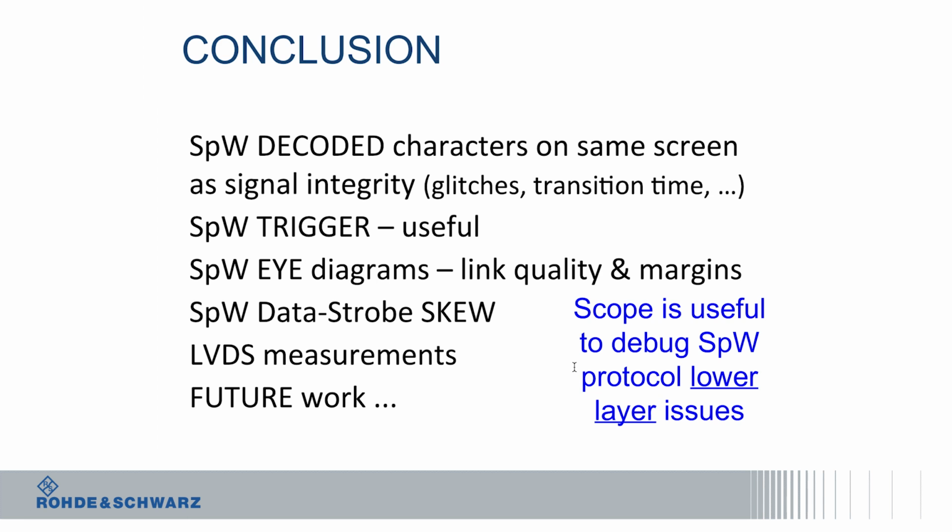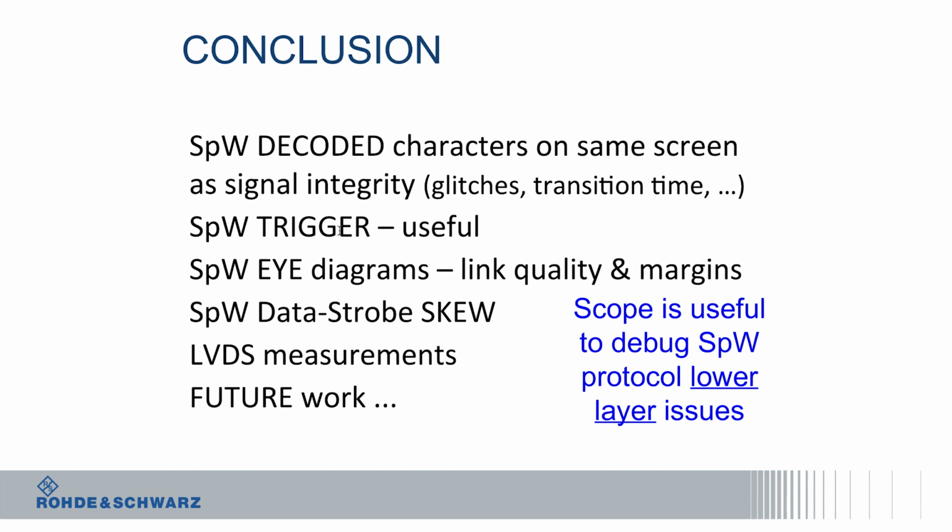So our conclusion is that the scope is very useful to debug SpaceWire protocol lower layer issues. So in this presentation we saw the SpaceWire decoding capabilities, where you can see on the same screen the decoded characters together with signal integrity signals, looking for signal integrity issues such as glitch, transition time, and so on.